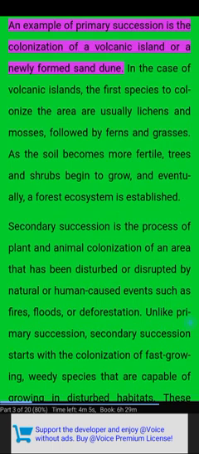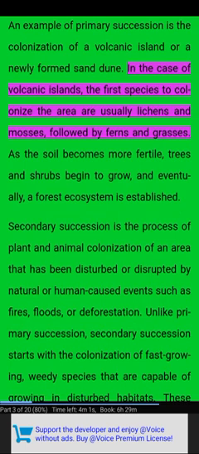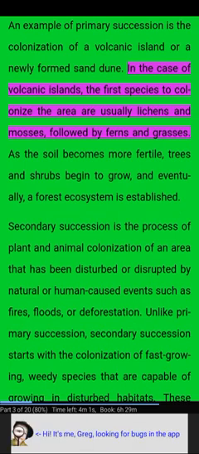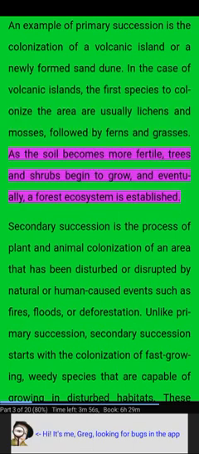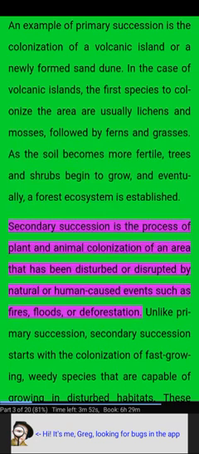An example of primary succession is the colonization of a volcanic island or a newly formed sand dune. In the case of volcanic islands, the first species to colonize the area are usually lichens and mosses, followed by ferns and grasses. As the soil becomes more fertile, trees and shrubs begin to grow, and eventually, a forest ecosystem is established. Secondary succession is the process of plant and animal colonization of an area that has been disturbed or disrupted by natural or human-caused events such as fires, floods, or deforestation.